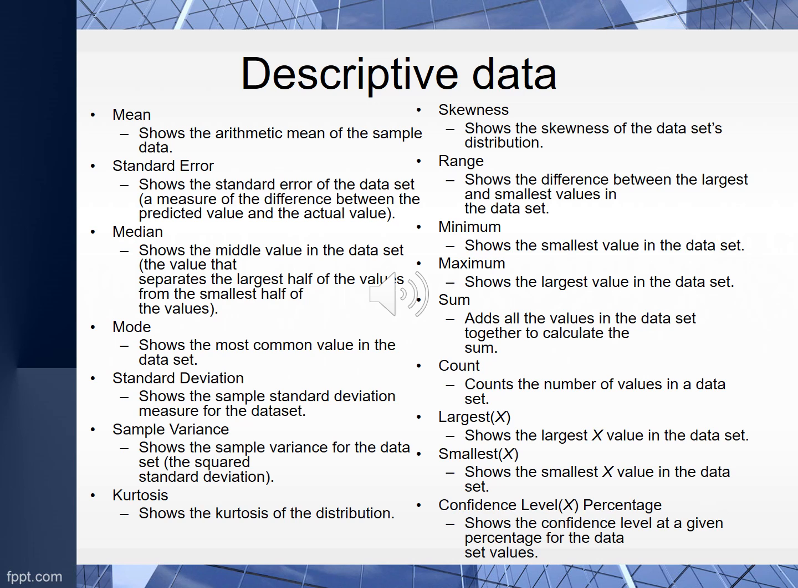We have largest x, which shows the largest x value in the data set, and smallest x, which shows the smallest value in the data set. And finally, we have confidence level x percentage, which shows the confidence level at a given percentage for the data set values.